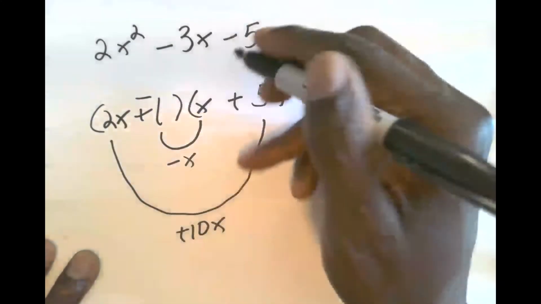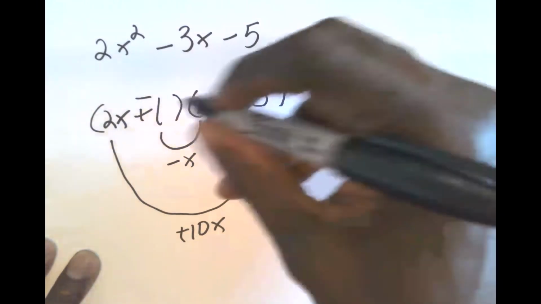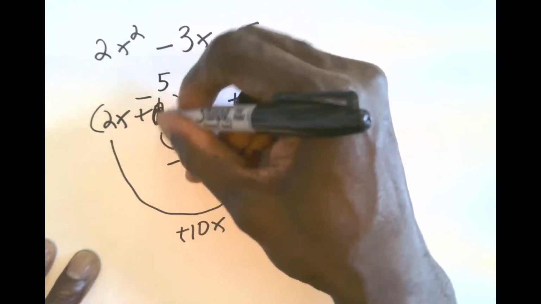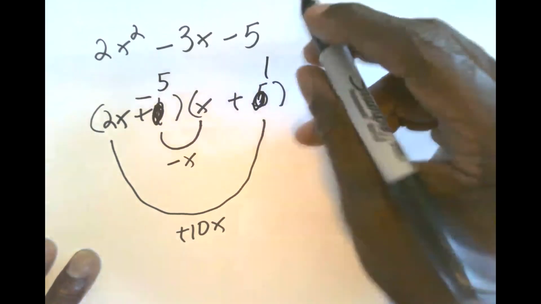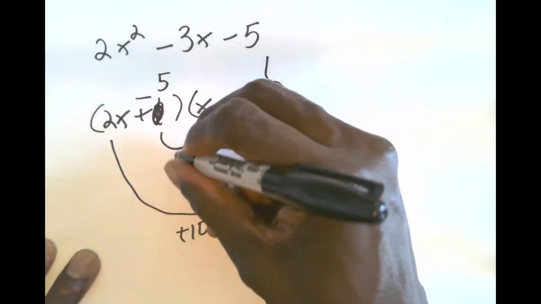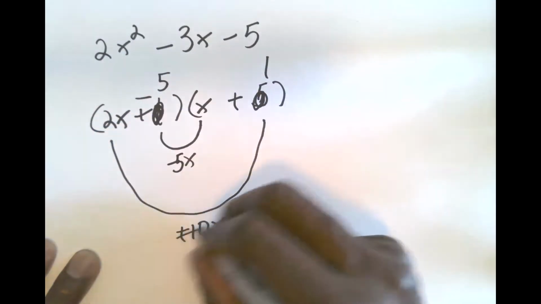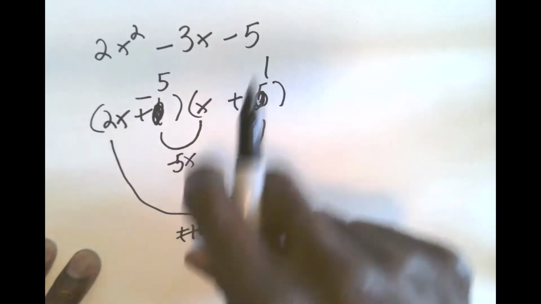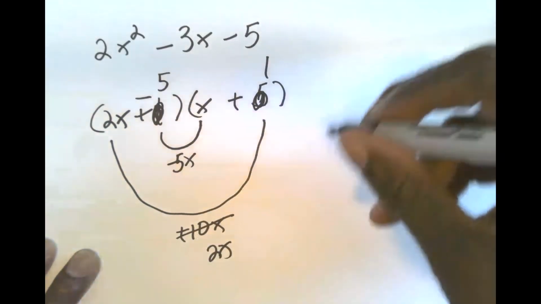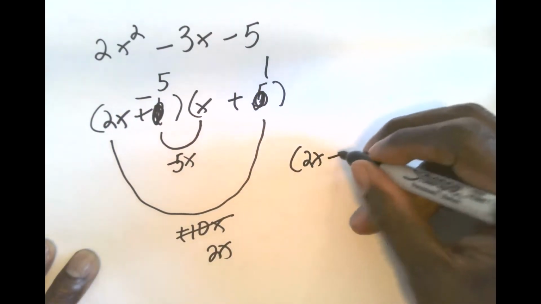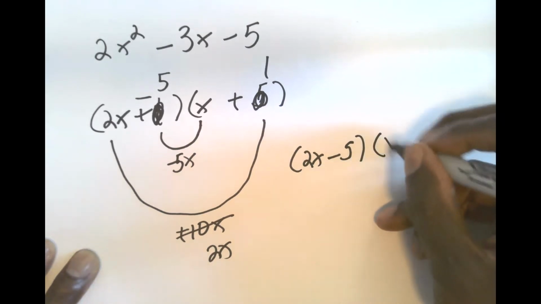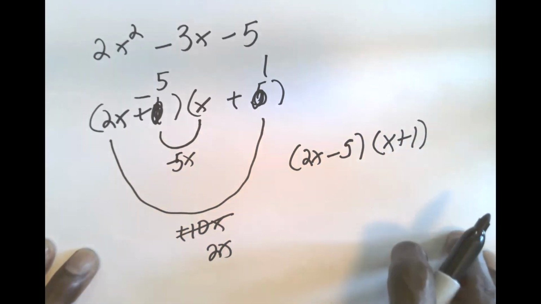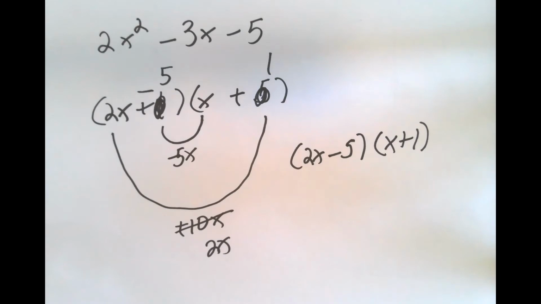The other thing you can try is moving the location of these numbers. So let's say I put the 5 here and the 1 there. If I multiply again, that's negative 5x and positive 2x, and you can see that sum gives me negative 3x. So this is indeed the way this is factored: 2x minus 5 times x plus 1. So that's the trial and error process, and it's a pretty good process. Again, I do trial and error the majority of the time. I really don't even use the AC method.